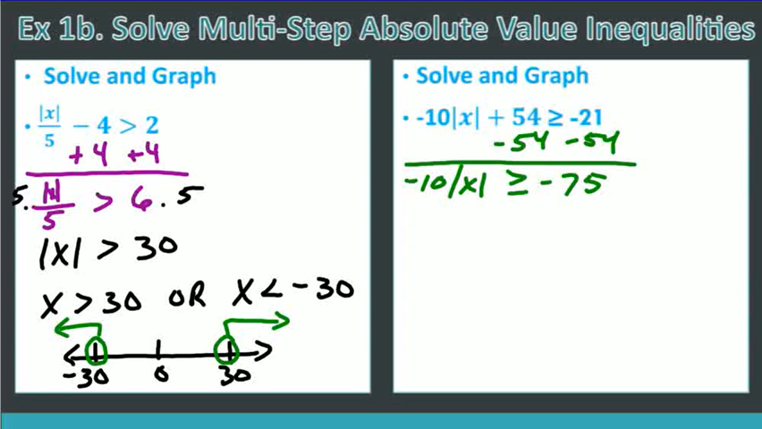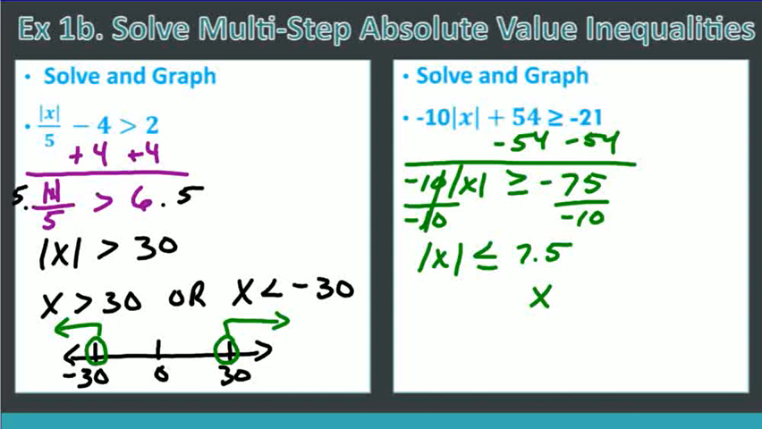Then our last step is to get the absolute value by itself. So I'm going to divide by -10 on both sides. And remember, when I multiply or divide by a negative number, I need to flip the symbol. So now it's less than or equal to -75 divided by -10, which is +7.5. Now, since I have a less than symbol here, it's going to be a conjunction. So I can have my x in the middle. X is going to be less than or equal to +7.5, but it's going to be greater than or equal to -7.5.